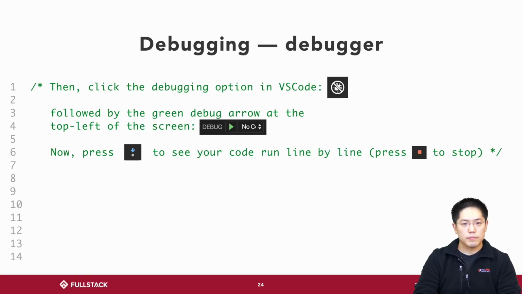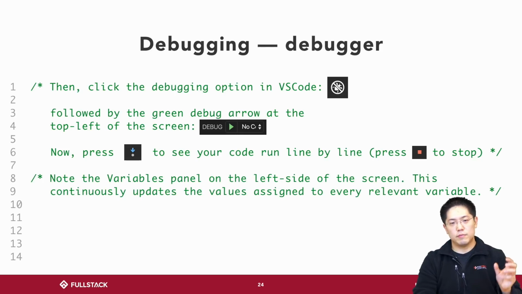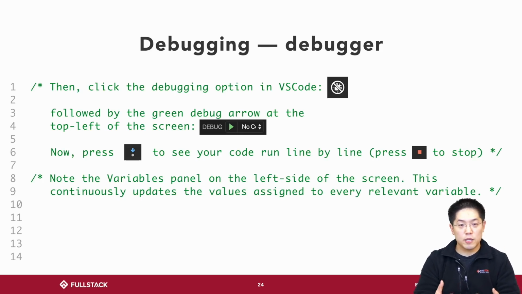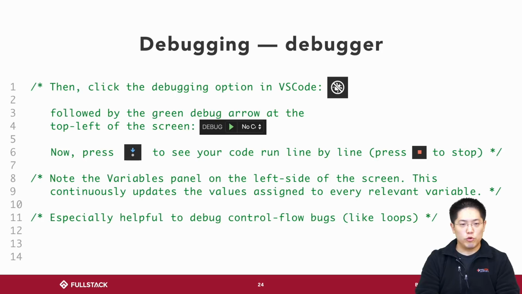So then in VS Code, you can press that little bug button. So it's debug. I guess that makes sense, right? Because you're getting rid of bugs. And then you follow that with this little green arrow at the top left that you press, and that will run code line by line. And then you can press the stop button to stop. There's a panel that will show you the variables, and it continuously updates as code is running. And again, this is really helpful to debug, especially control flow bugs, right?